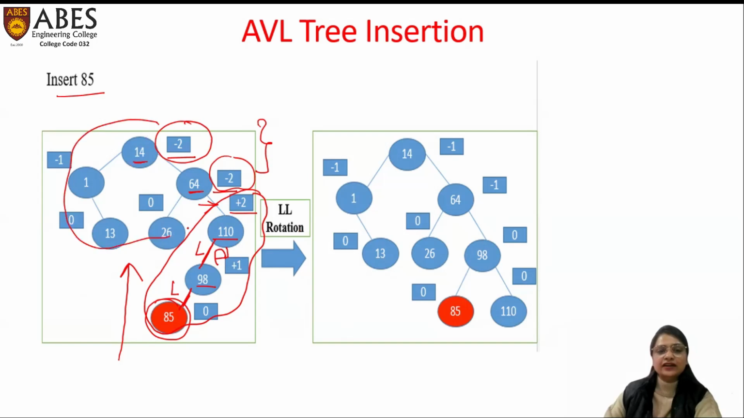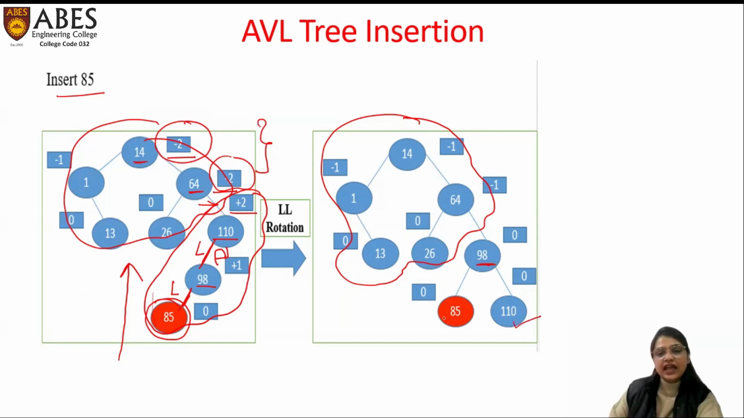Till this point, all the nodes will be as they are. I can mention here as well, till this point, all the rotation part will be the same. We have to perform the rotation only at this part. Then 98 will become the node and 110 will become the right child of this 98. So 98 will move upwards, 110 will become the right child of it, and 85 will be like this only. Then we have to again calculate the balance factor of each node, and I can see now my tree is perfectly balanced. The tree is balanced now.